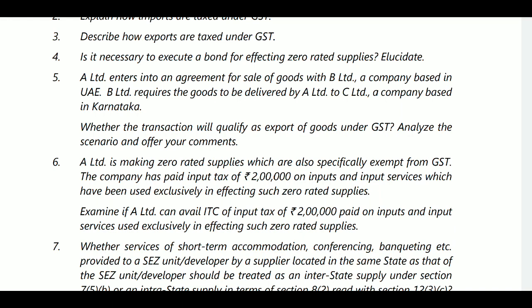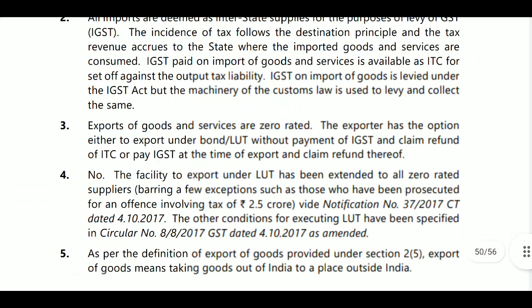So question number 5 is this: A entered into an agreement for sale of goods with B Limited, based in UAE, and B requires the goods to be delivered by A Limited to C Limited. It cannot be treated as export under GST. That is the answer to question number 5.